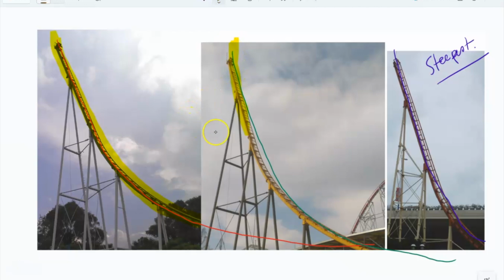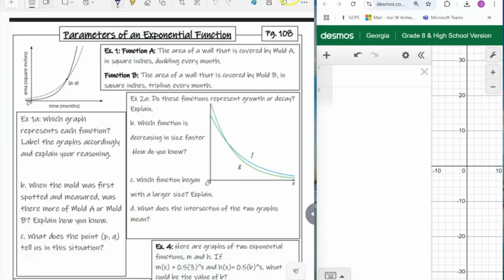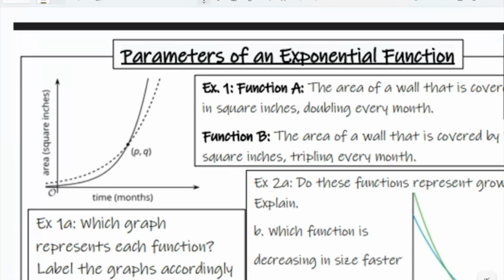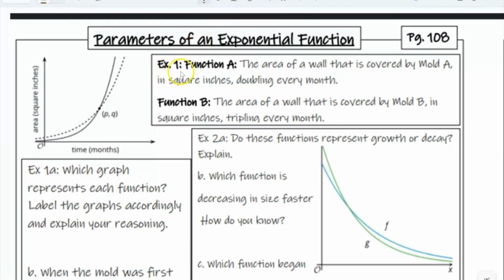So what you're going to remember for the work that we're doing: the closer the roller coaster slide exponential function is to being vertical, which means straight up, the steeper it is. The more curvy it is, the further away from being straight, the flatter it is, the less steep. All right, so looking back at parameters of exponential functions, it says example 1.